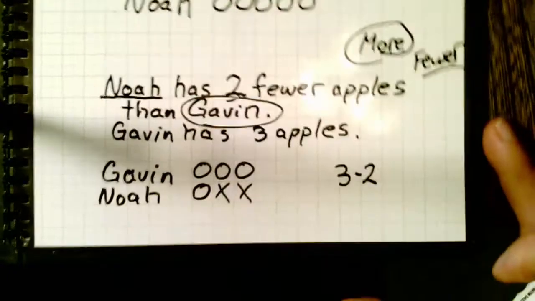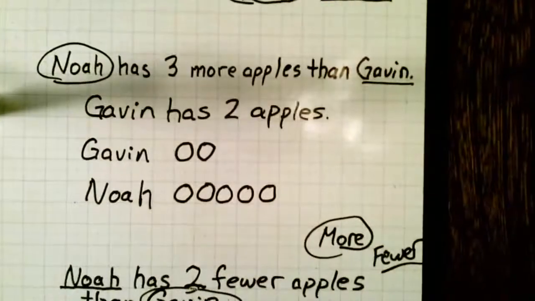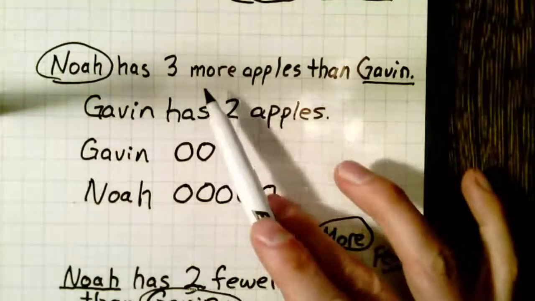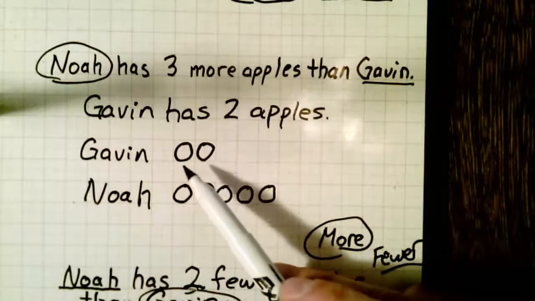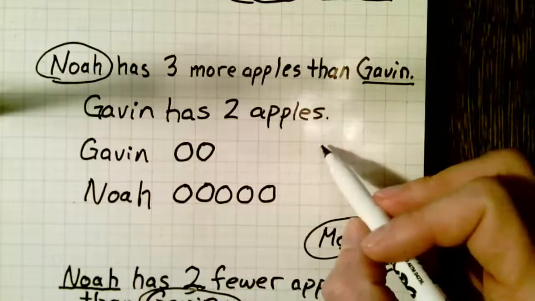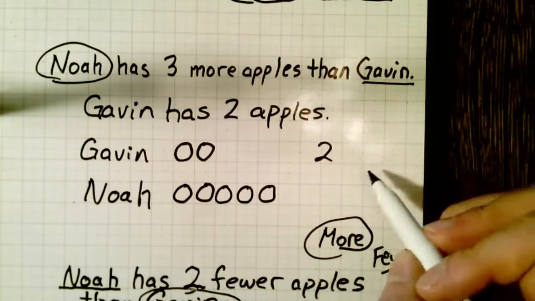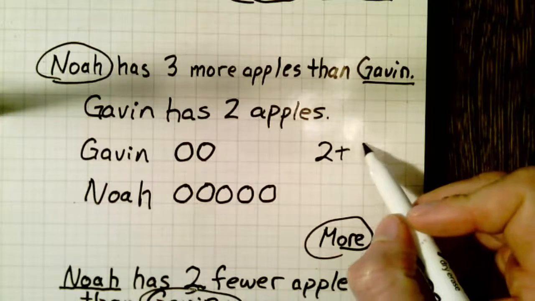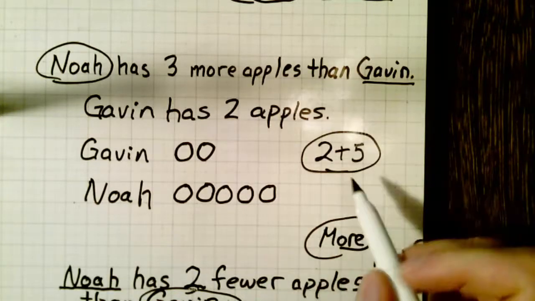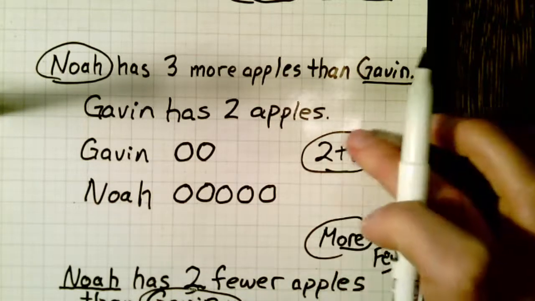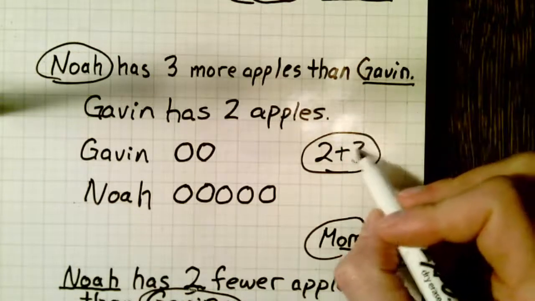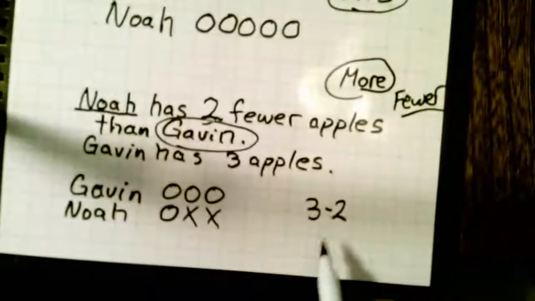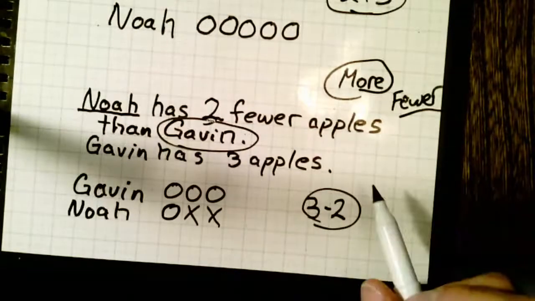When we did our first problem, it was a little different. Noah had more apples. Gavin had 2 apples. And we did 2 plus 3. That's how many Noah had. So up here, Noah had 2. Oh, that's not the right number. 2 plus 3. Down here, he had 3 minus 2.